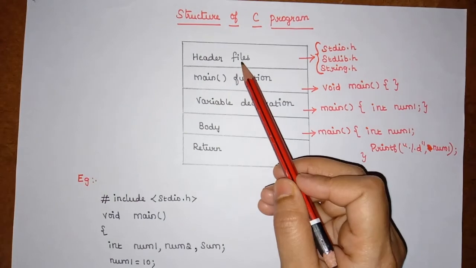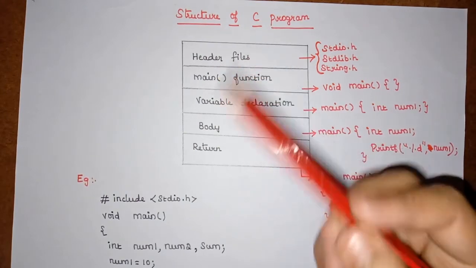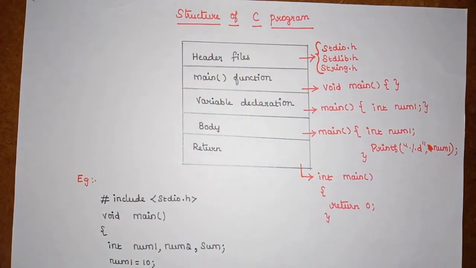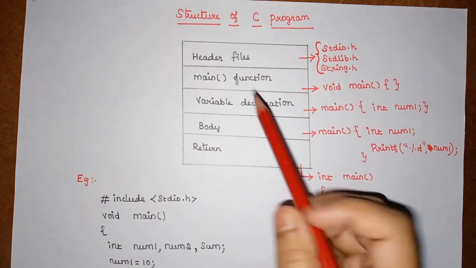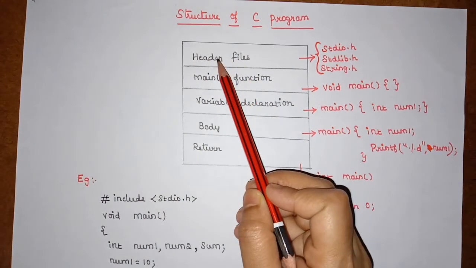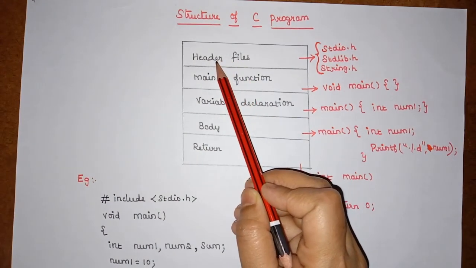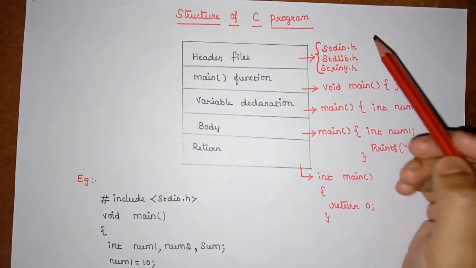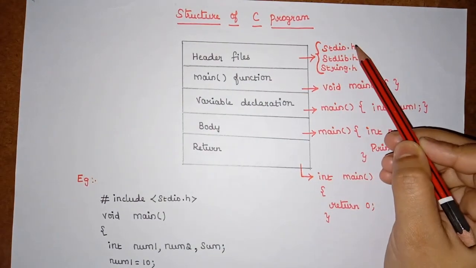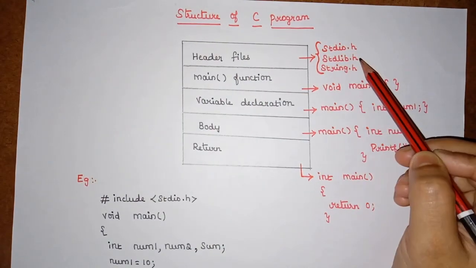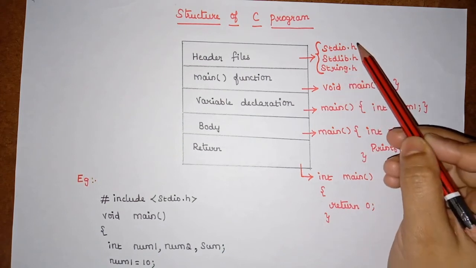What is this header file? Usually when we are writing a program, our program consists of some functions, and those functions are for performing some particular task. All those functions are already written in the C compiler, and they will be in the header file. So we have to start the C program by using header files, and examples for header files are stdio.h, stdlib.h, string.h.